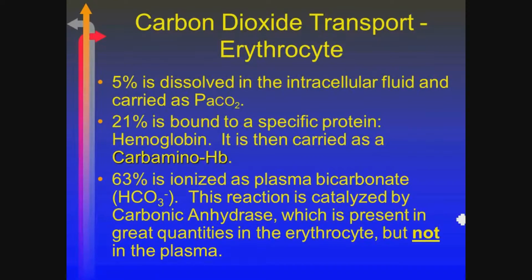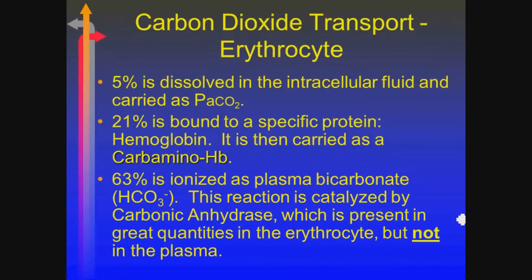So 5% of it's dissolved in the plasma, 5% of it's dissolved in the intracellular fluid of the erythrocyte. 21% is bound to a protein, where a very negligible amount was bound as protein, carbamino compounds in the plasma. Here it's pretty significant. And that protein specifically is hemoglobin.